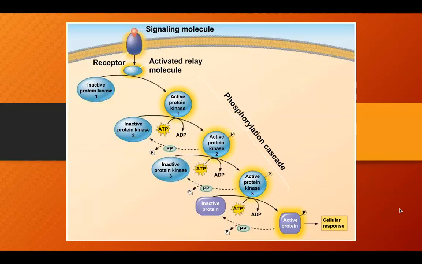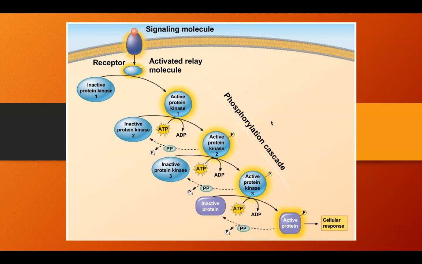Most often in a signal transduction pathway, you're going to see what's called a phosphorylation cascade. Now, a phosphorylation cascade is going to involve kinases, because remember, kinases are the enzymes that phosphorylate a substrate, but it's also going to involve phosphatases, because phosphatases are the enzymes that actually dephosphorylate a kinase to put it back into its inactive state.